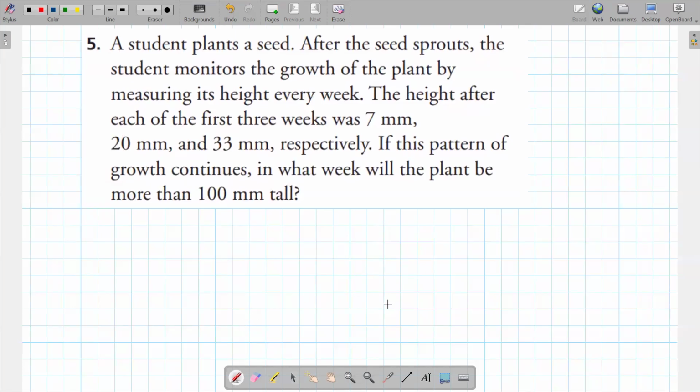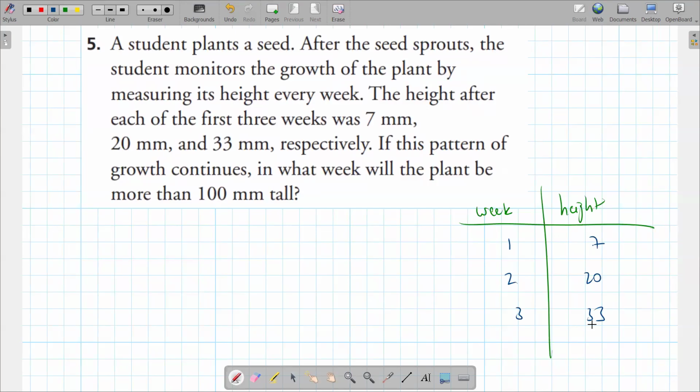A student plants a seed. After the seed sprouts, the student monitors the growth. So we're monitoring the height every week. The height after each of the first 3 weeks was 7. So we have week here, and then we have the height. In week 1, 2, 3: 7, 20, 33. If this pattern continues, in what week will the plant be more than 100 millimeters tall?